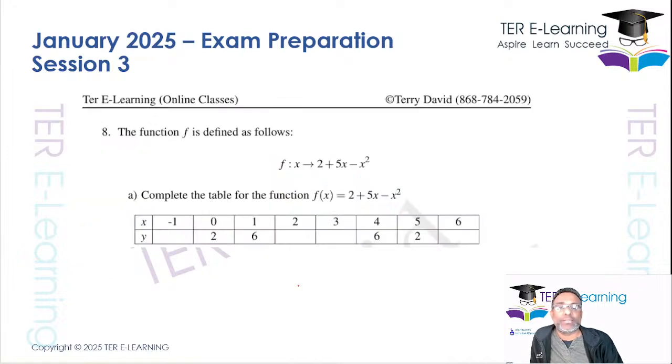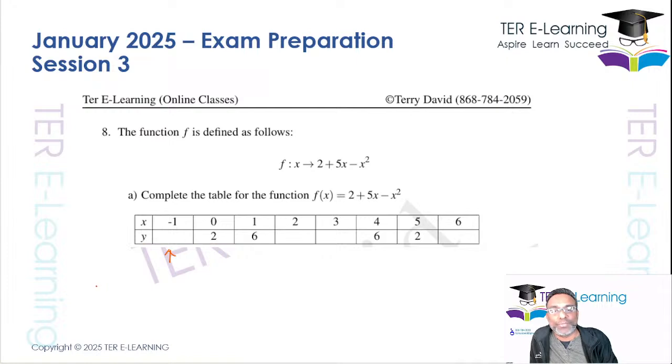Question 8. Moving on because time is kind of running out. We have a function here. It's a quadratic function, and we want to complete this table. This is something that you all can get tomorrow. All we need to do is substitute into that formula to complete this table.